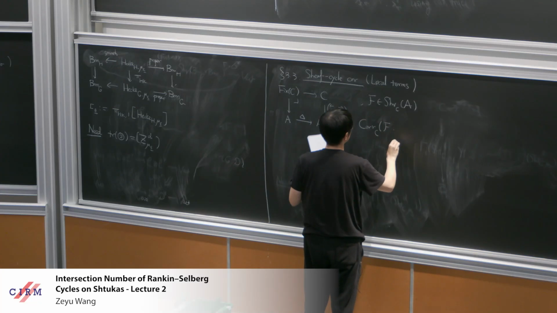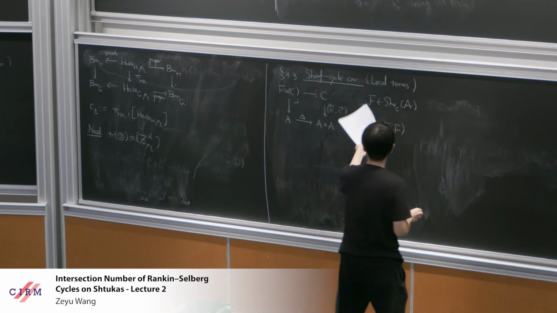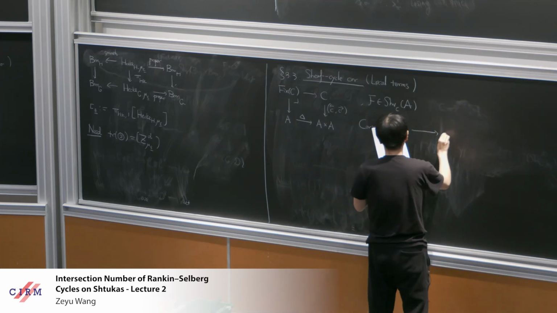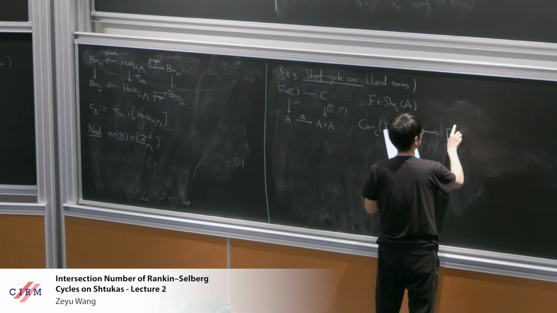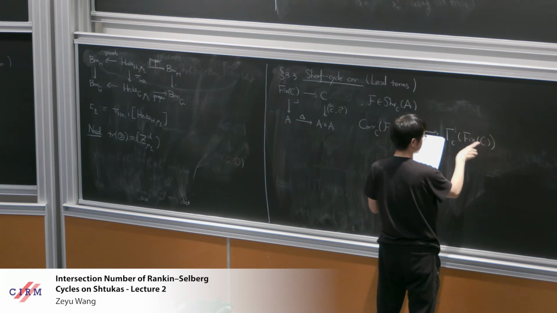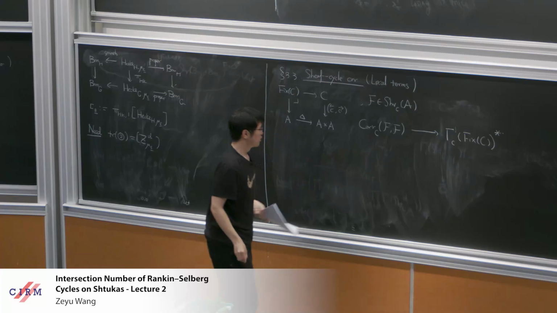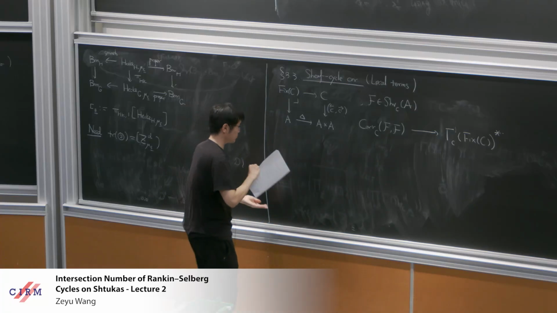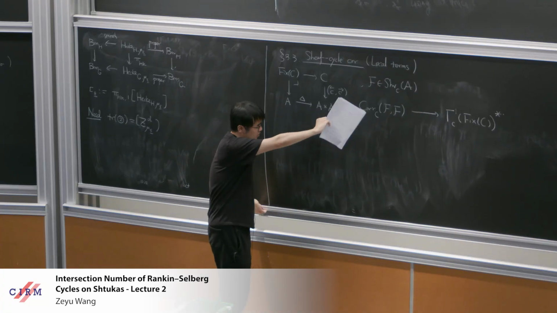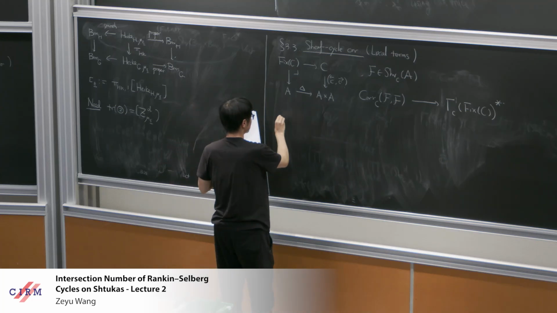called the sheaf cycle correspondence, or local term. You start from a cohomological correspondence on F to a Borel-Moore homology class on the fixed points of the correspondence. By Borel-Moore homology, I mean compactly supported. So how do you construct such a thing? It is given by the following procedure.